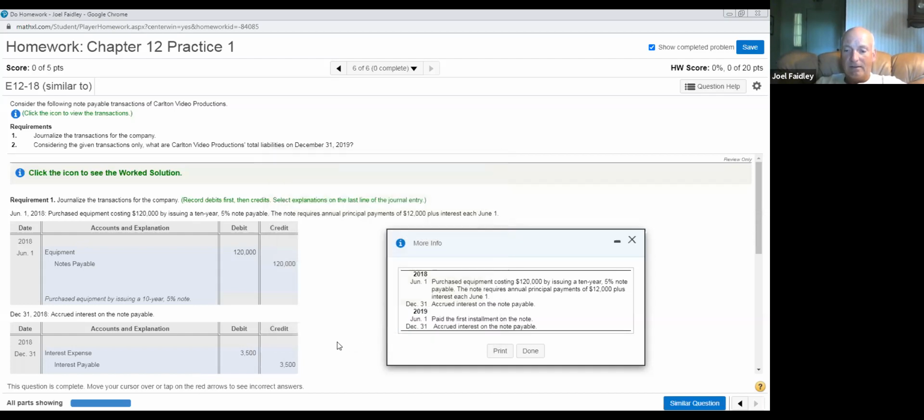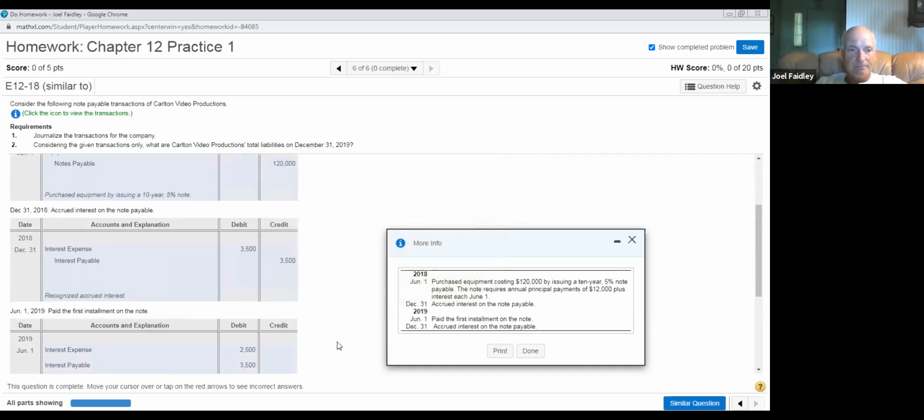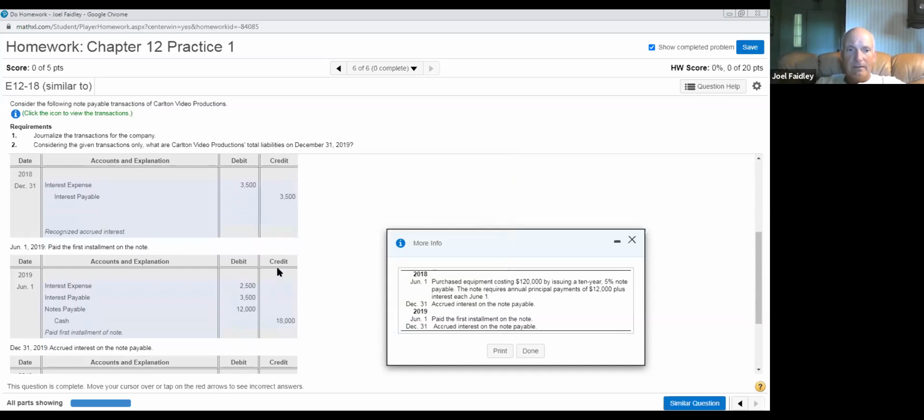All right, so what does that look like down here? June 1. There's my $3,500 interest payable. I'm zeroing out that interest payable that's been on my balance sheet since December 31. Got to get that off my books. There's the additional 5 months of interest expense, $2,500, and the $3,500 is $6,000. 5% of $120,000 is $6,000 for the year. We're going to make a payment of $12,000 each year. So my note payable is going to go down by $12,000.